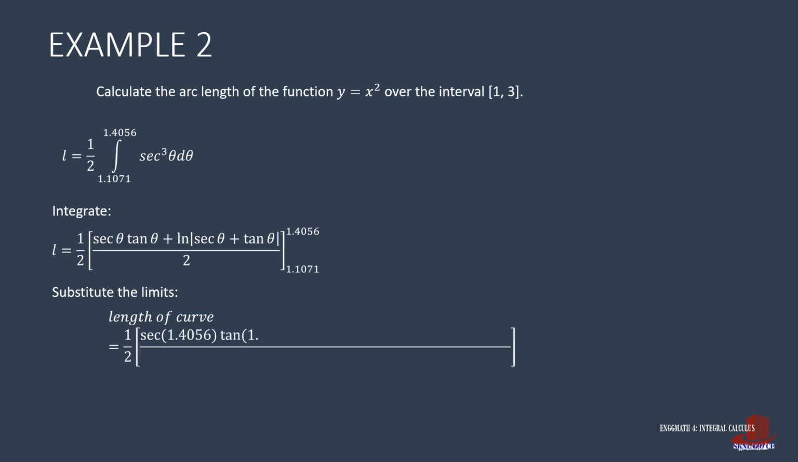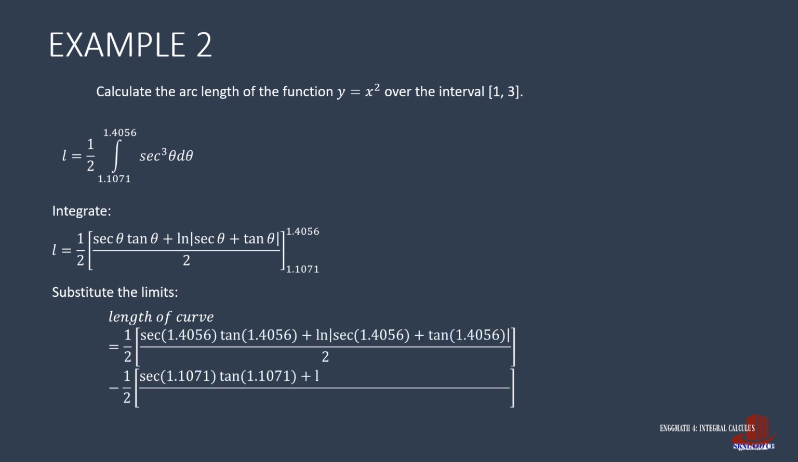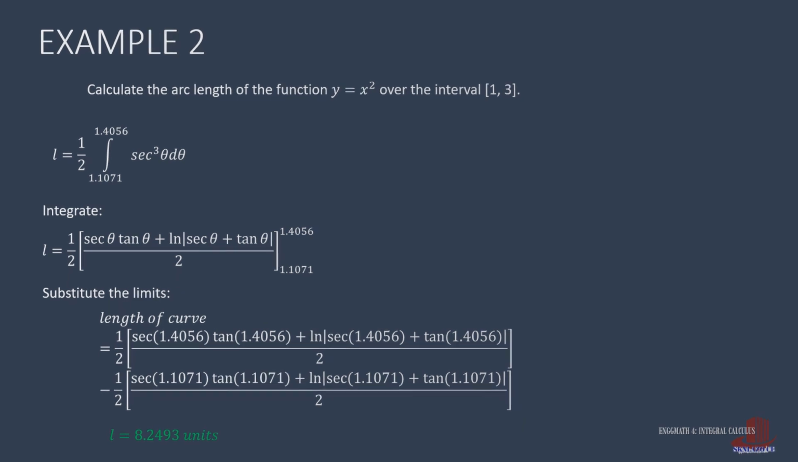we plug the upper limit of 1.4056 into all the thetas, and then subtract the same term with the lower limit of 1.1071 plugged in this time. Compute the values carefully, and you should arrive at 8.2493, or close to the answer, with deviations due to rounding off of decimals.